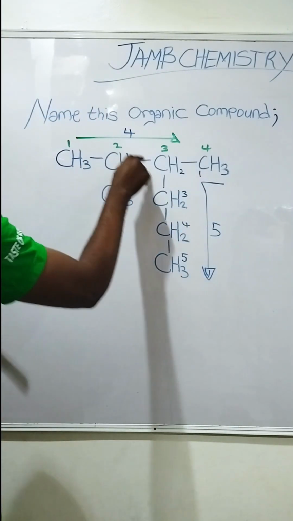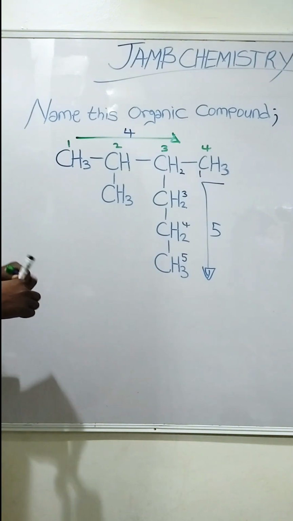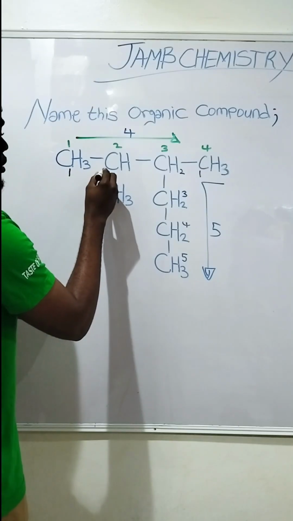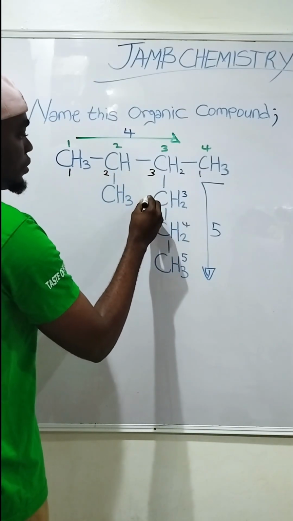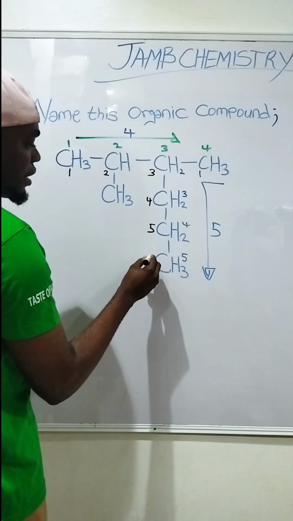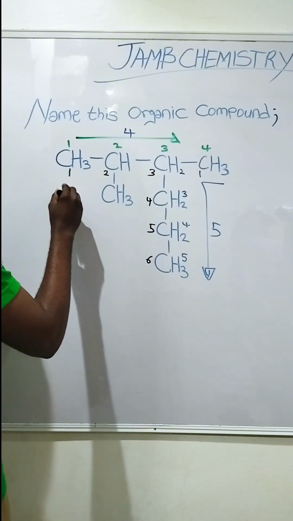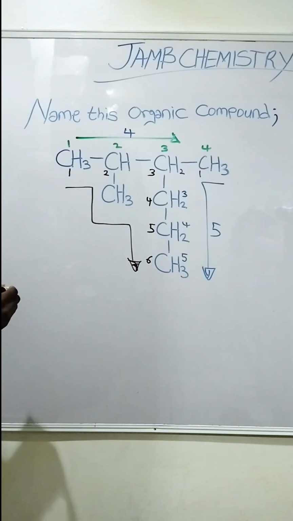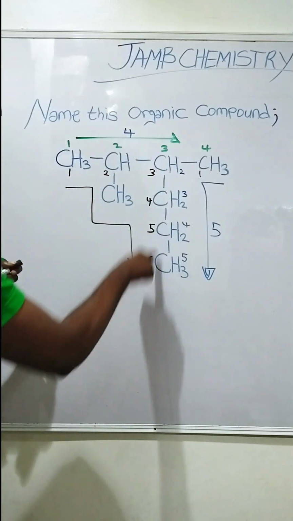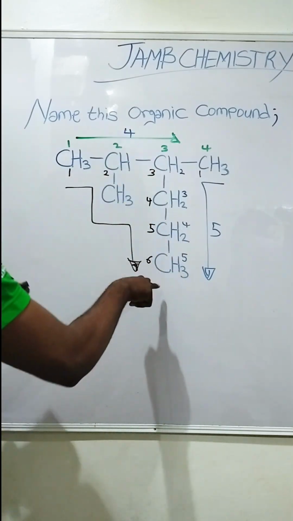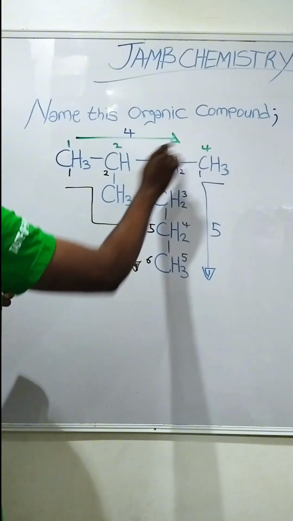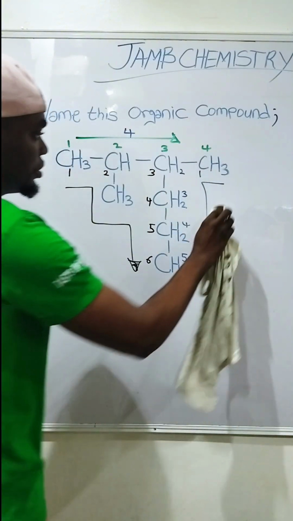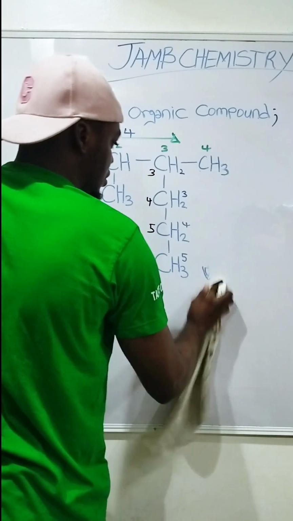Let's now count from here to here. We are trying to locate the direction that will give us the longest carbon chain. So we count from here. 1, 2, 3, 4, 5, 6. So this direction gave us 6 carbon chains. That means this is the right direction. This is the direction that will give you the longest carbon chain. That means this direction is wrong and this direction is wrong. So let's erase these directions now.